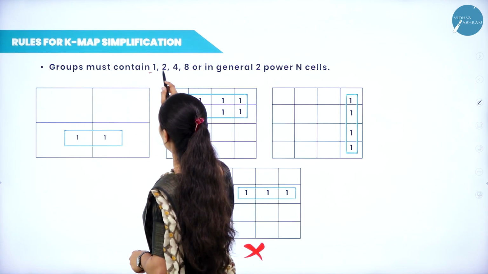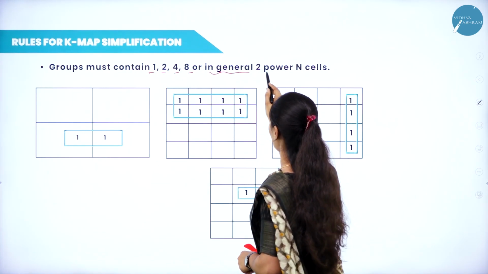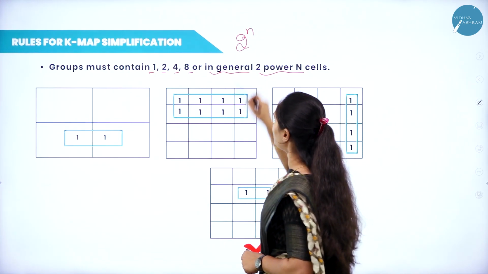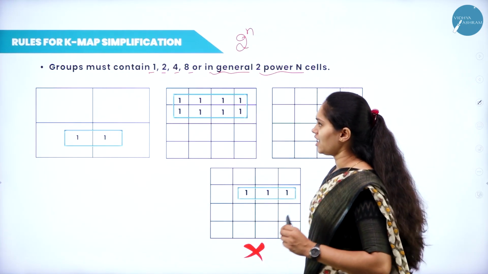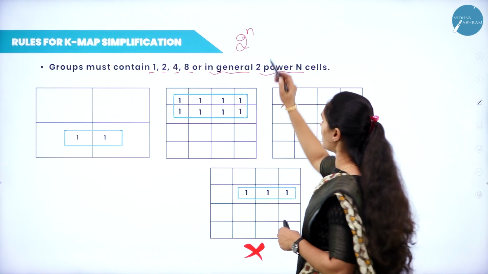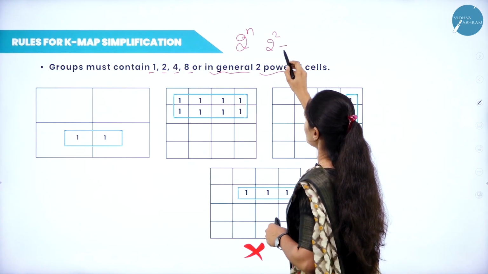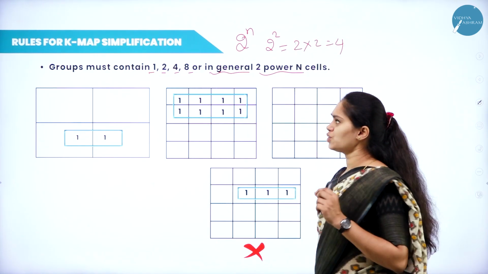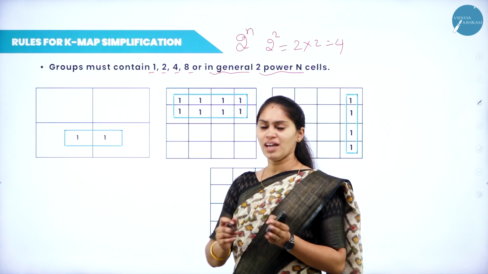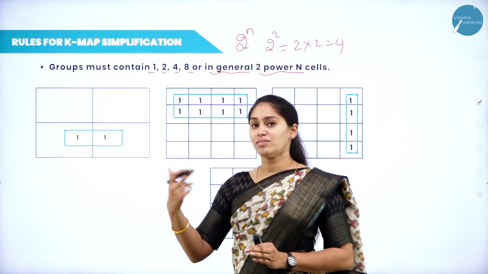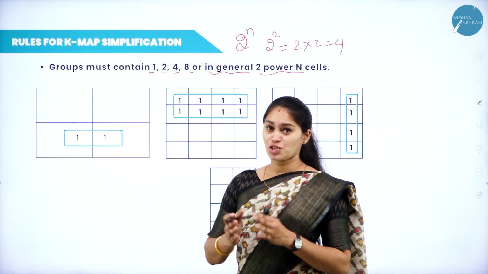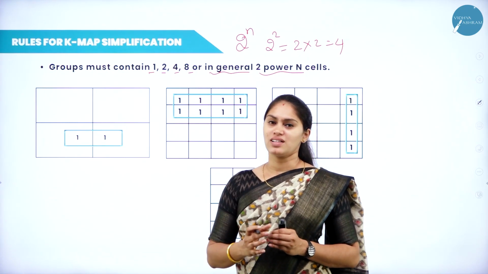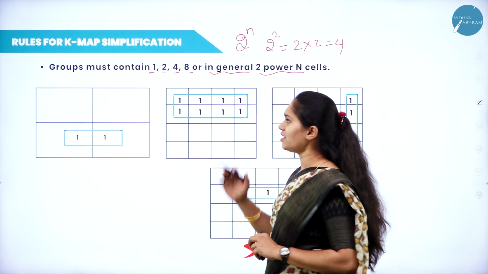Group must contain 1, 2, 4, 8 or in general 2 power n cells. So it needs to be in the form of 2 power n. If you consider any of the values like 2 power n, for example, 2 power 2, what is that? 2 into 2, so it will give us 4. So grouping of all the ones must be 4. Or else if I take 2 power 3, it must be 8. If it is 2 power 4, it will be a group of 16 consecutive ones. So this is how we are going to do the grouping.